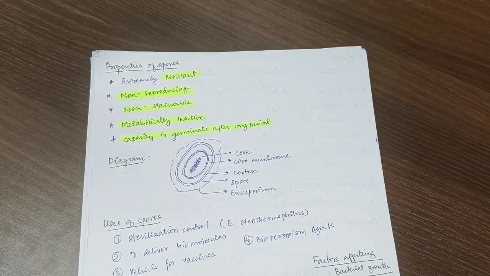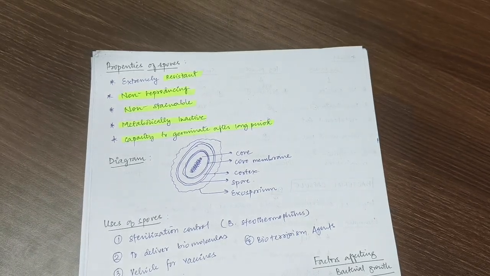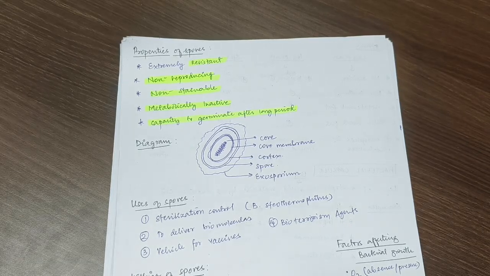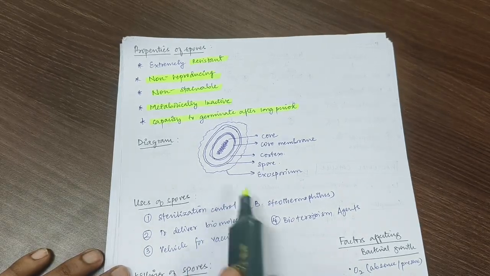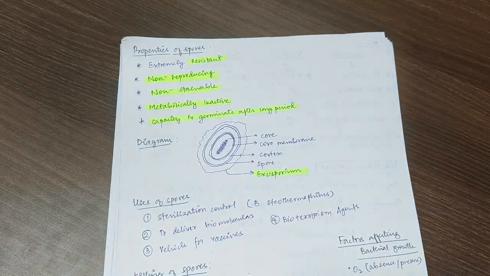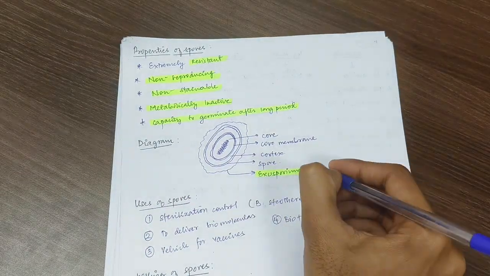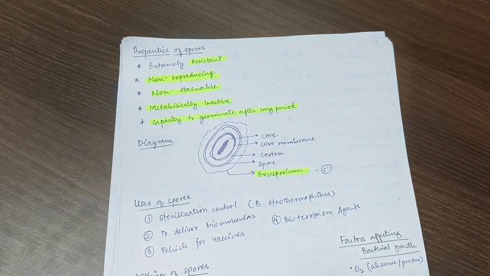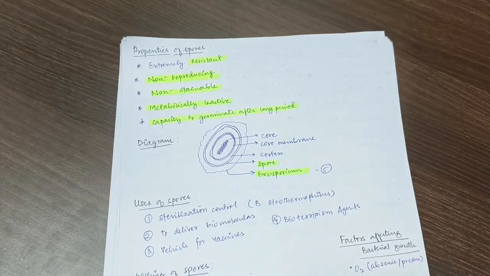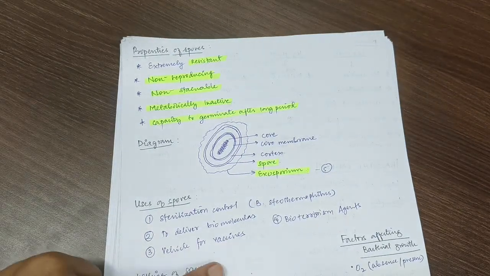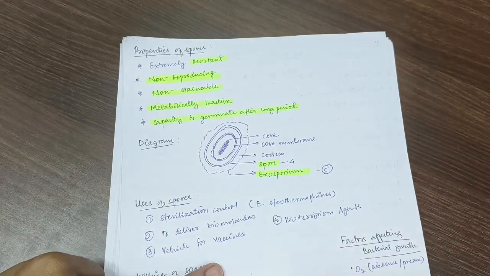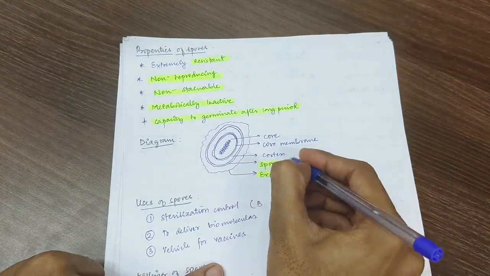So how are we going to draw the spore diagram now? This is how we are going to draw. The complete outer layer is called the exosporium. The outermost, fifth layer is the exosporium. Then come inside, and you are going to see the spore directly. Exosporium is just outside the spore. Then the fourth structure is the spore.